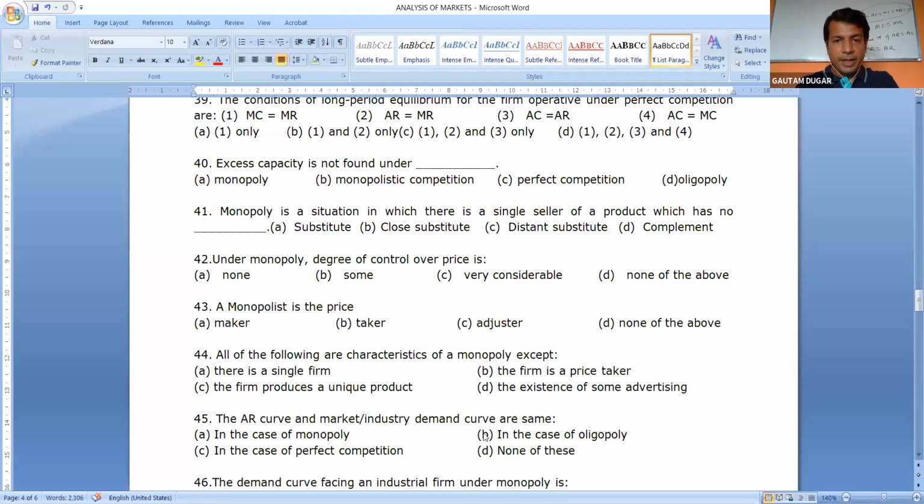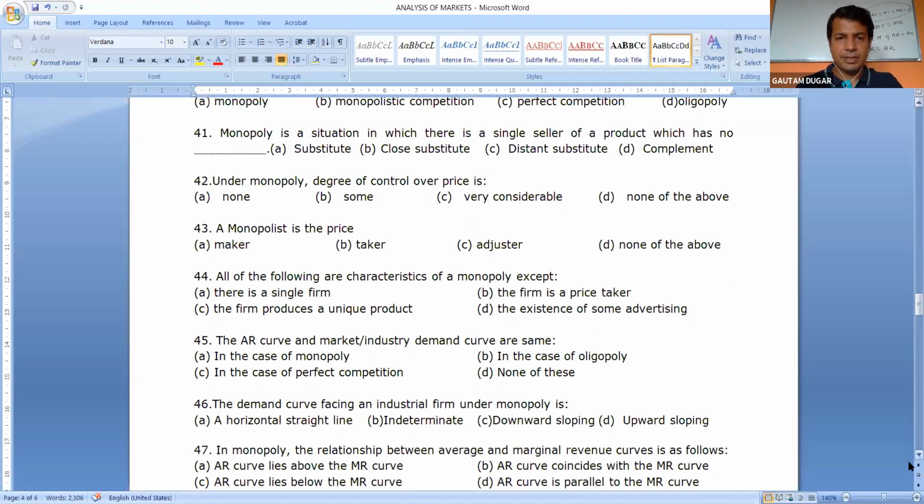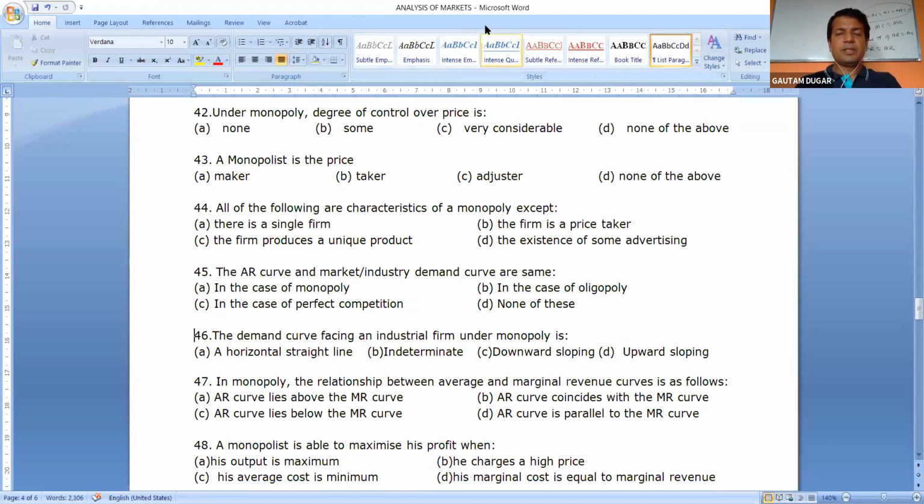Remember, 42: under monopoly, the degree of control over price is considerable, very high control of the prices. Monopolist is a price maker. 43, answer is A. Monopolist is not a price taker. Right now, we discussed 5 minutes ago, a firm under perfect competition is a price taker. The rest of the firms are all price makers. So 43 is A.